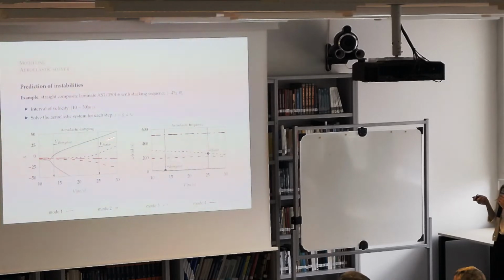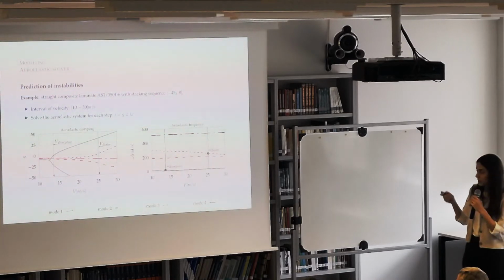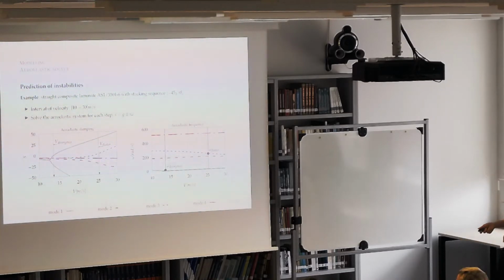On the diagram of the aeroelastic dampings, we can see that we have two instabilities, two modes that become unstable: the first aeroelastic mode and the third aeroelastic mode. If I go back to the diagram of the frequency, I can say that the first aeroelastic mode gives place to a divergence instability, and the third aeroelastic mode gives place to a flutter instability because the frequency is non-zero.